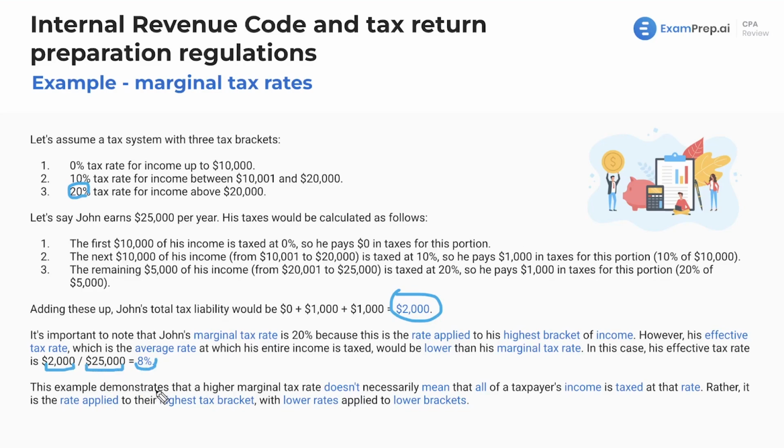Now, this example demonstrated that a higher marginal tax rate doesn't necessarily mean that all of the taxpayer's income is taxed at that rate. Again, want to drill that in so you know how to do this. Rather, it is the rate applied to the highest tax bracket, with lower rates applied to lower brackets. There we go. Another great one down. Lots of examples here. We know we love examples. They help us to prep for the exam. Let's keep going on and chugging through.